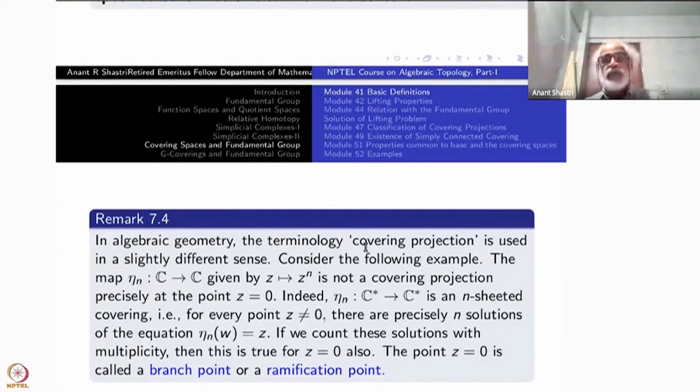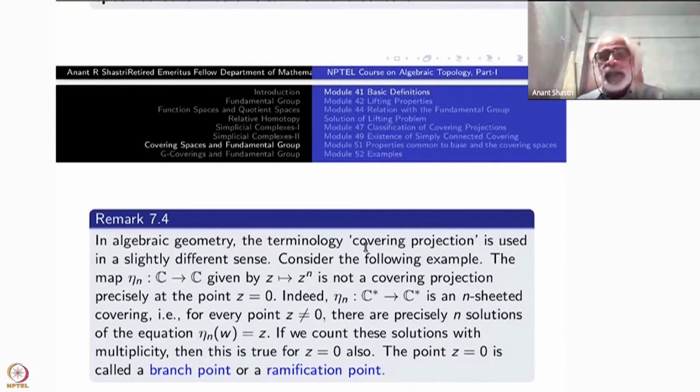If you throw away that point, then this map C star to C star is a covering projection. On the point z equal to 0, there is only one point. On every other point, there are finitely many points. So this kind of situation is acceptable to an algebraic geometer. He allows some subset, some curve, some variety, on which the given map may not be a covering projection. If you throw away that, then the rest will be a covering projection on a large open set.